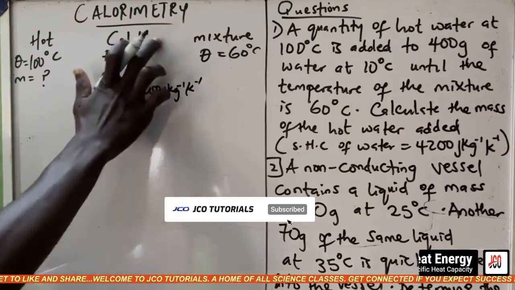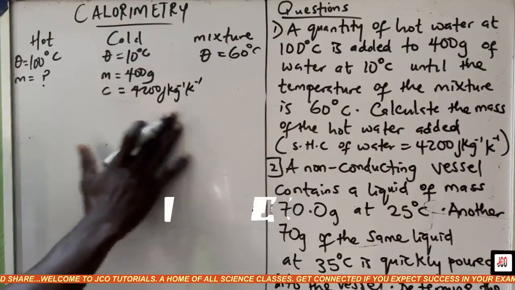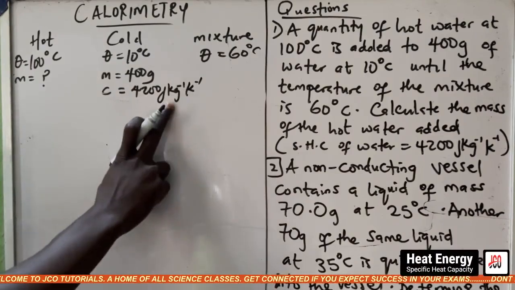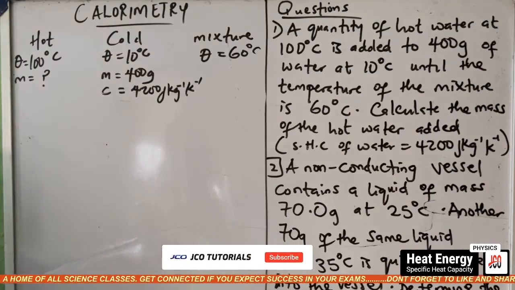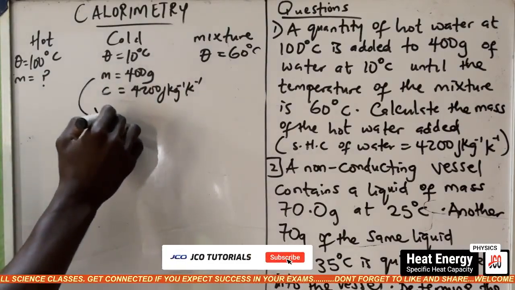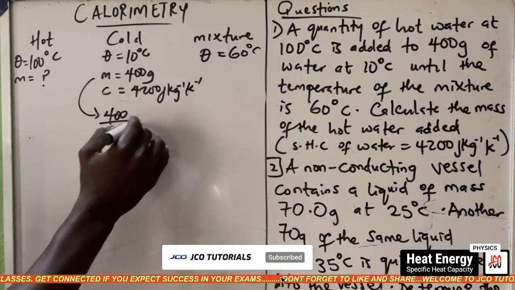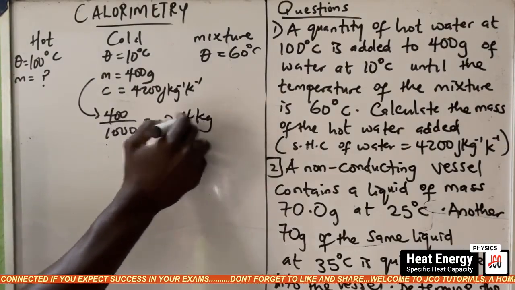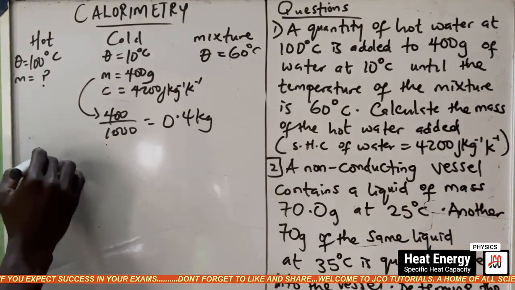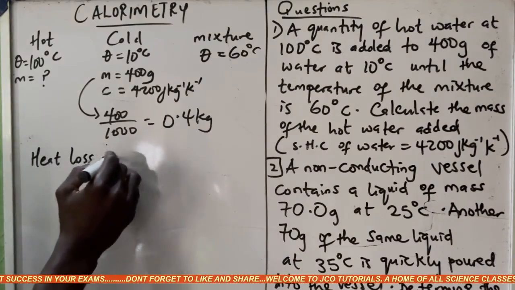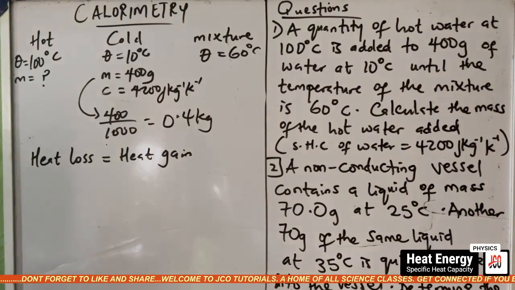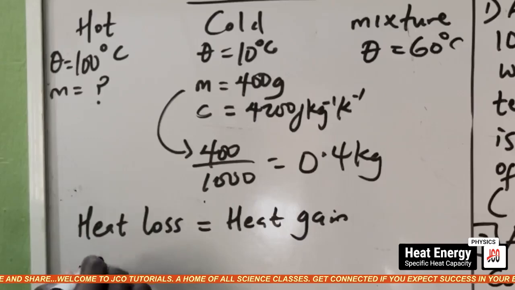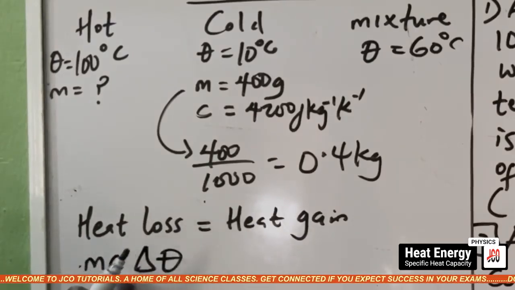So this is for the cold water and for the hot water because it's still water. Look at the unit of specific heat capacity and the mass. This is in gram, this is per kilogram. So we must convert this 400 gram. It gives us 0.4 kilograms. So like we said, heat loss is equal to heat gain. Heat loss: who is losing heat? The hot water. So your mcΔθ, that's your quantity of heat.